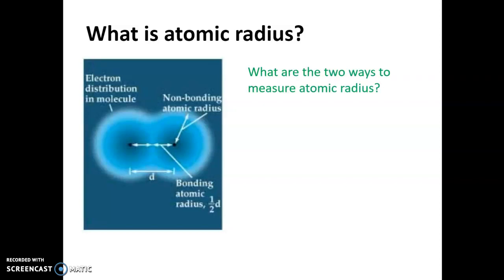And what are the two ways to measure atomic radius? If you look at the figure, it shows us a couple things. It shows us the bonding atomic radius, which is half of the distance between the nuclei. And then we have the non-bonding atomic radius, which is just from the nucleus to the very outside of the furthest electron cloud. Go ahead and take a guess. Which way do you think is most commonly used, and why do you think that?